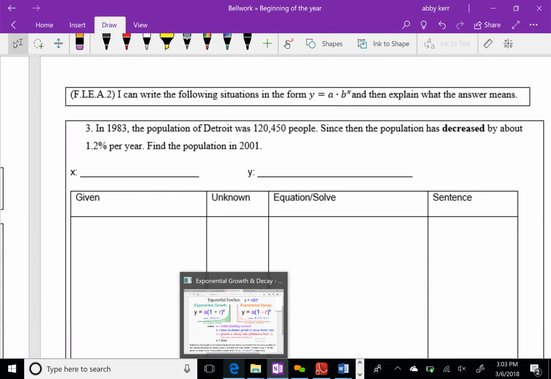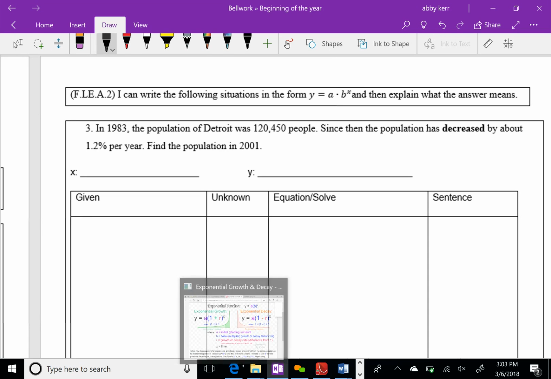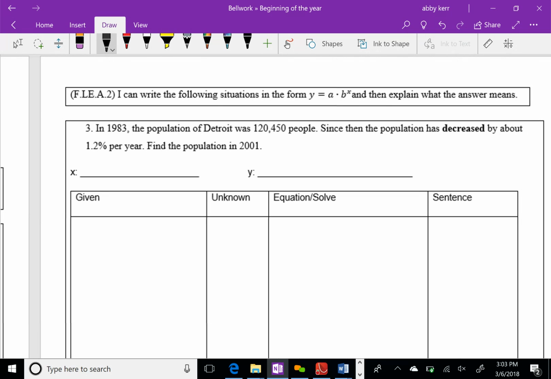Now, number 3, 4, 5, and 6, those are notes that we did not finish today, but they'll be finished. So if you're struggling with 3 through 6, that's okay. It's just the beginning. It says in 1983, the population of Detroit was 120,450 people. Since then, the population has decreased by about 1.2%. Find the population in 2001. So here, our x is our time in years, and our y is our population of Detroit.